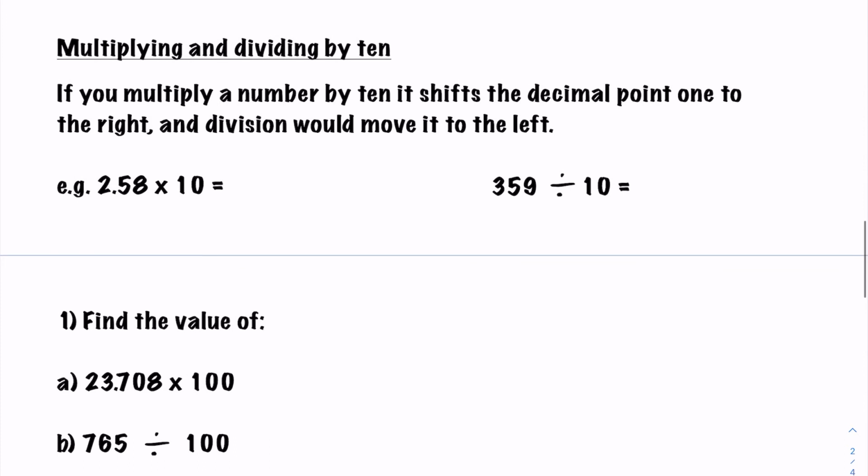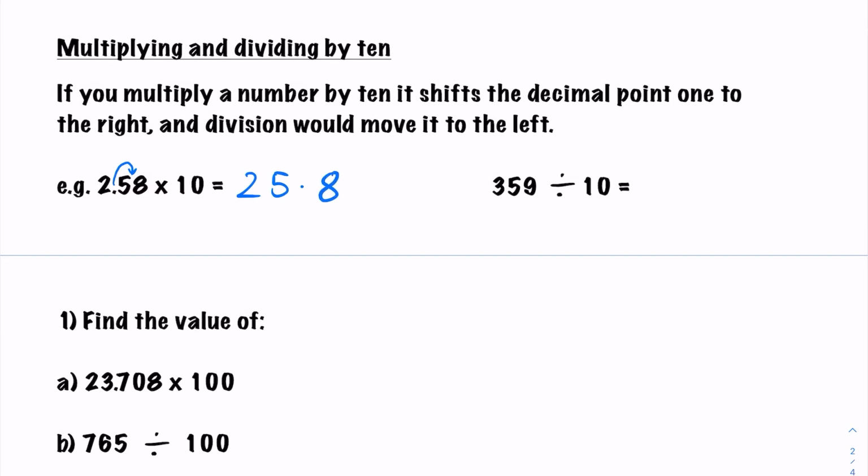Next up, we need to look at multiplying and dividing by 10, and then multiples of 10. If you multiply a number by 10, it shifts the decimal point 1 to the right, and division would move it to the left. For example, looking at 2.58, if you were to times this by 10, it just has the effect of taking that decimal point and moving it one place to the right. So you would have 25.8. And division does the complete opposite.